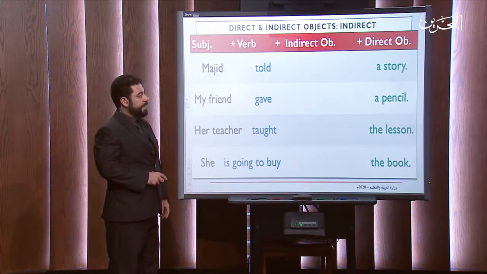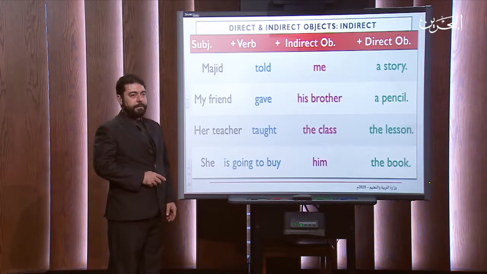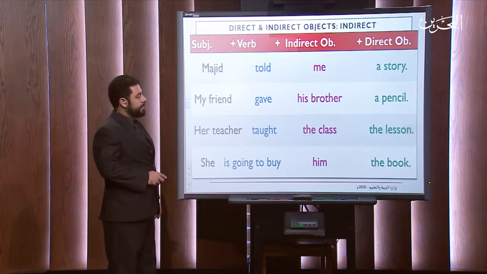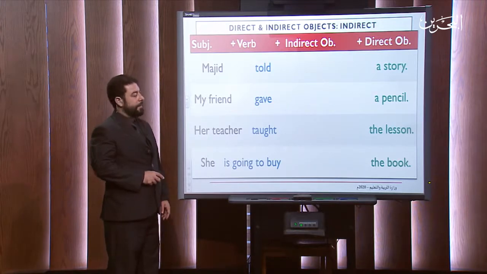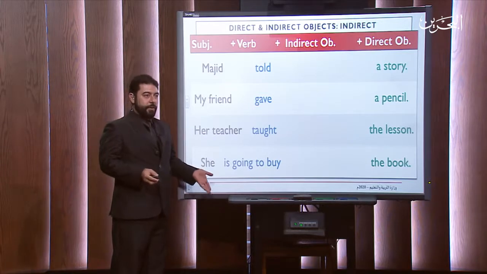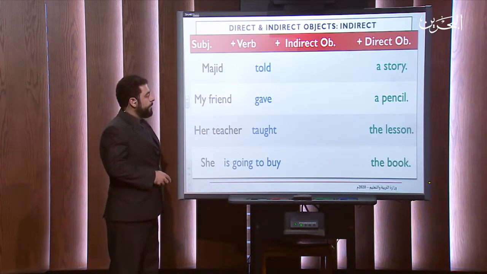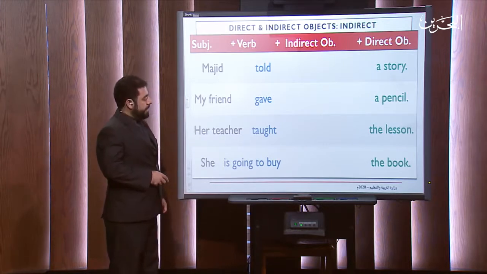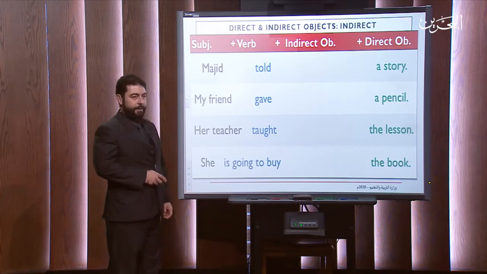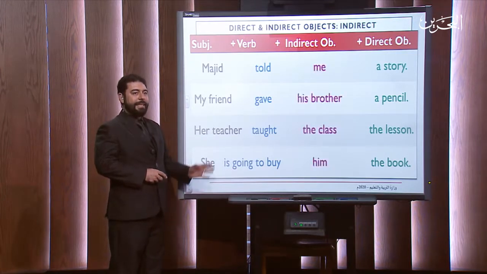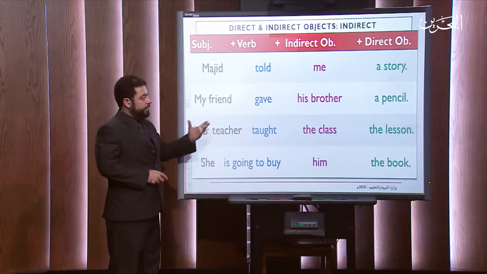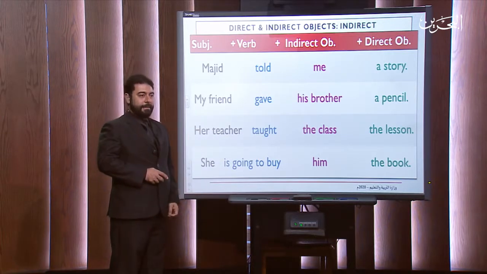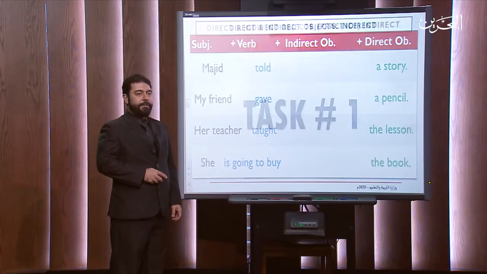If I remove the indirect object like this, you see that these sentences are perfectly fine. Let me read them. Majid told a story. We just have one object, which is direct. My friend gave a pencil. Her teacher taught the lesson. She's going to buy the book. But we add the indirect object to further explain the sentence. All right, let's have a quick task.